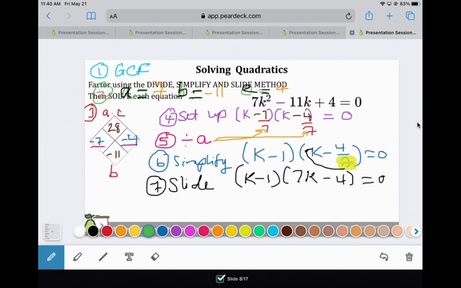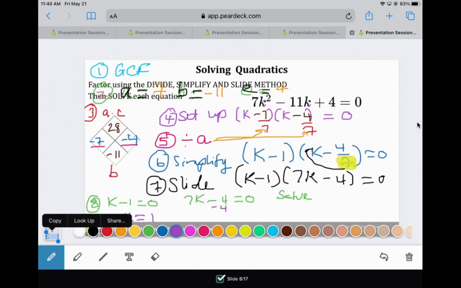Now what we have to do for today and the next couple of days, we're going to solve it. So we add a new step, step number 8. I set each of them equal to 0. 7k minus 4 equals 0. And then solve it. So step A, solve. Plus 1, so that's k equals 1. Minus 4. 7k equals negative 4. So k is negative 4 over 7. So this is my solution.